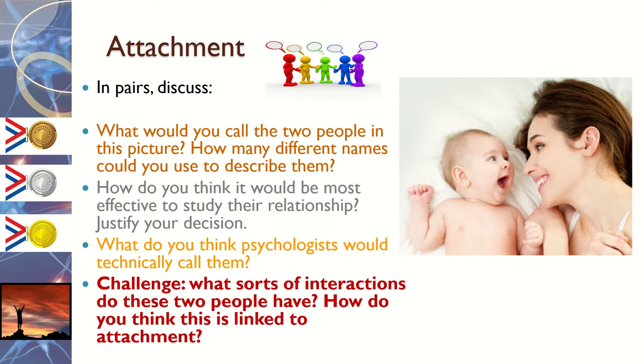So you might want to pause the video here and think about, what would you call the 2 people in this picture? How do you think it would be most effective to study their relationships? What do you think psychologists would technically call them? And what sort of interactions do these 2 people have? So we could call them mother and child, mother and baby. We've talked about caregiver infant, and that kind of explains that gold answer as well.